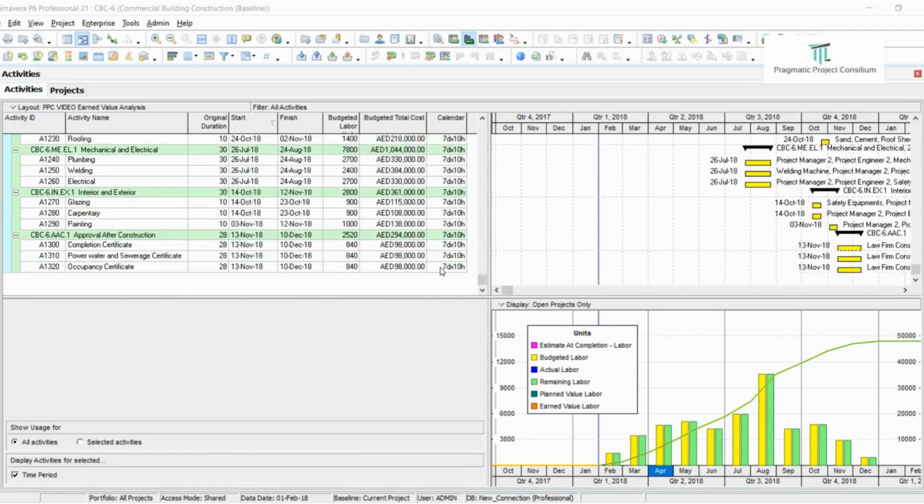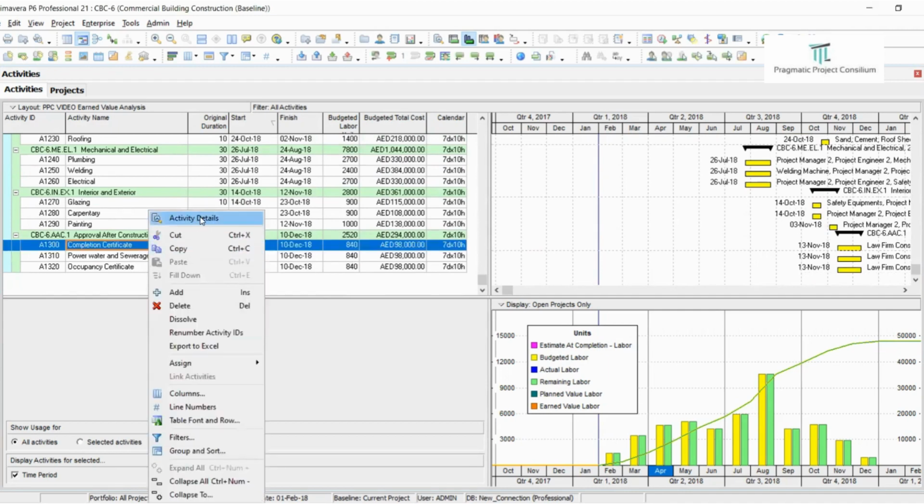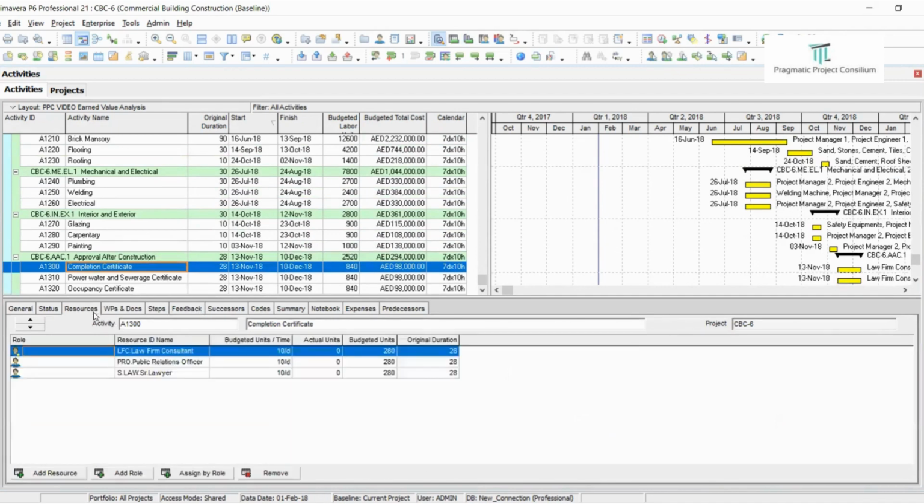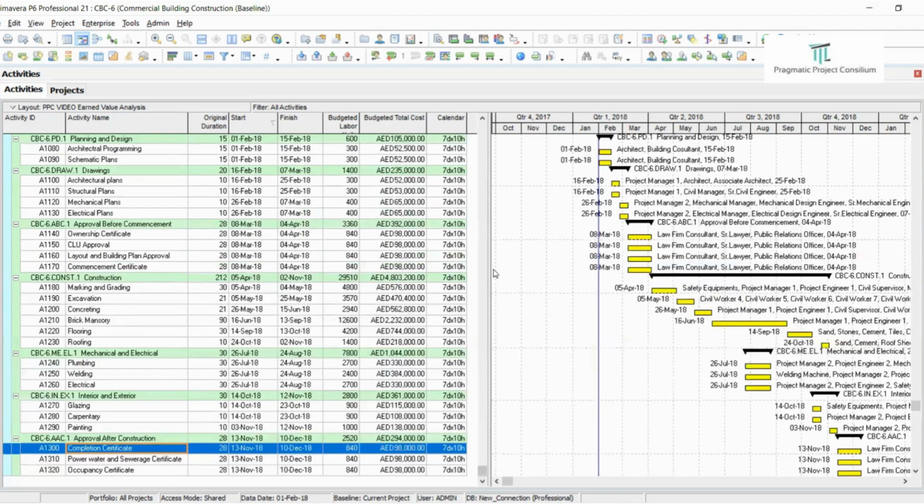Then once we load the resources with the duration, we assign them to the respective activities. If you go to the activity level and see the resources, we can see what resources we are going to use for the individual activities. That way it has been concluded.